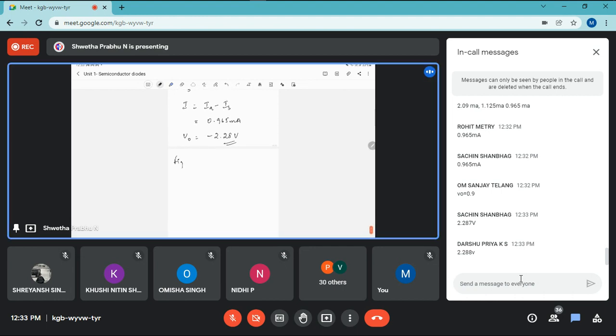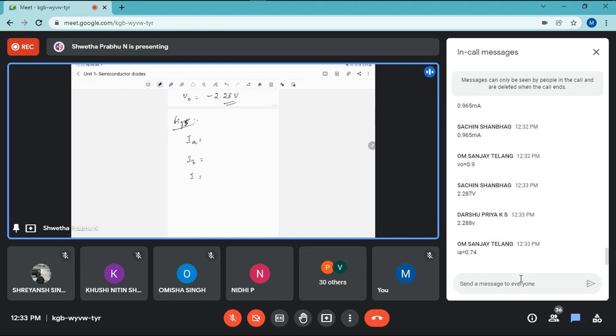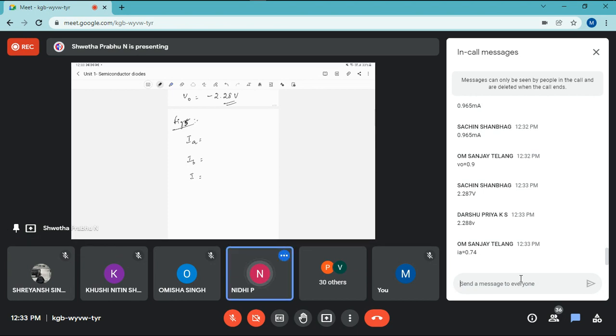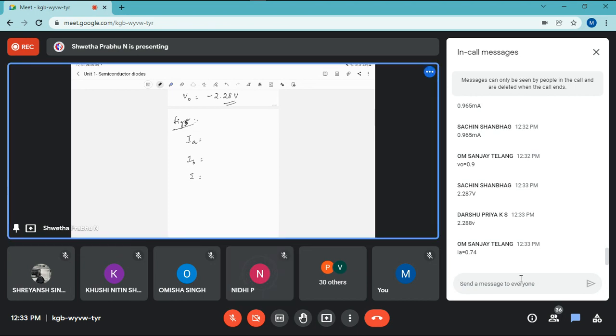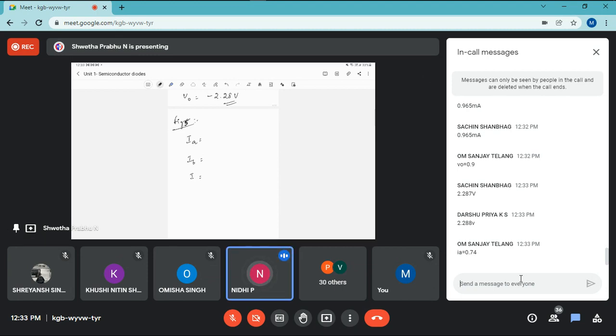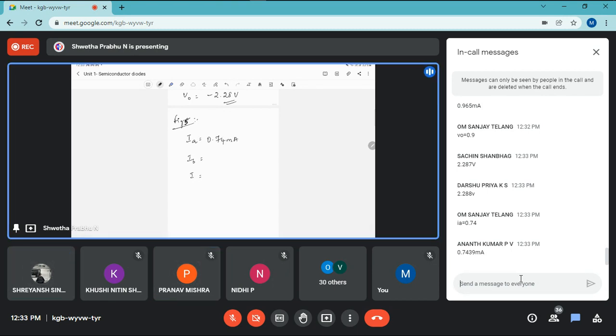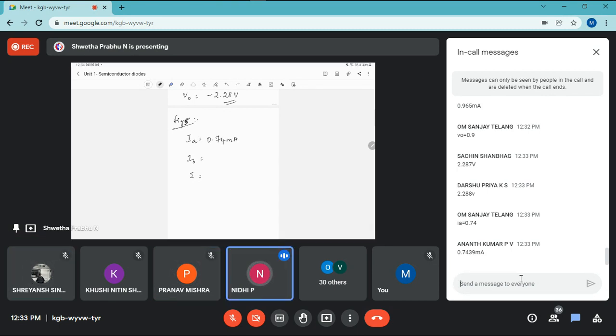Figure 5. Tell me now. The current direction is upward, right? Yes, ma'am. Loop currents: IA is 0.74 milliamperes. Correct. Next, IB is 1 milliampere. Correct.